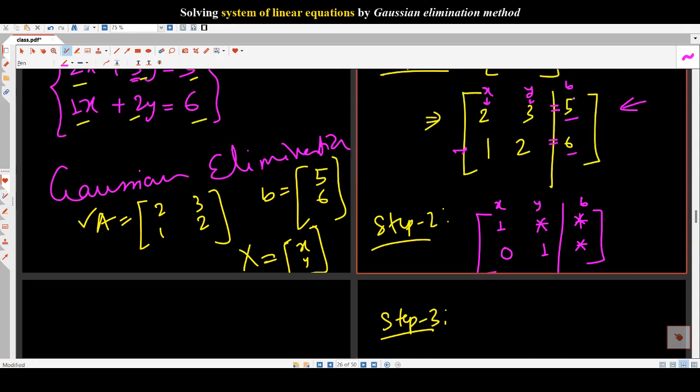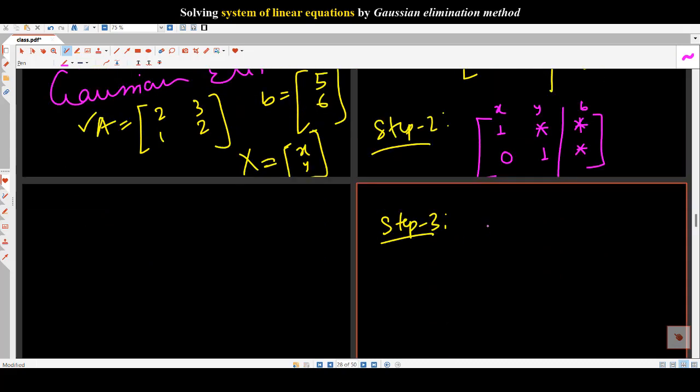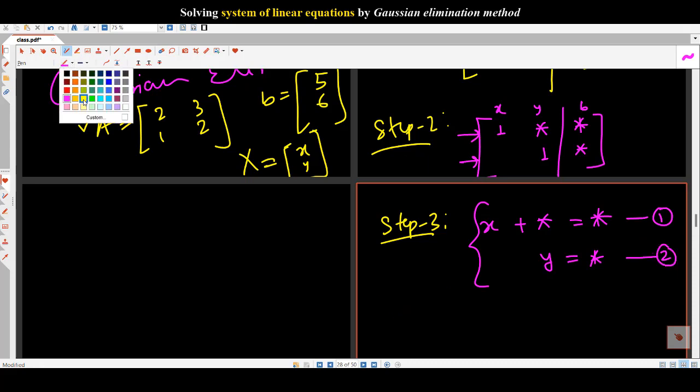Now recall how many steps you have. You have step 1, step 2, step 3. In step 3 you have to again form equations. So from here, suppose you have 1x plus something equals something. This is how you are maintaining equations. Here you have 0x plus 1y equals something. So no need to write 0. So ultimately you have these 2 equations. Let's say this is equation 1, equation 2. Now step 3 is done.